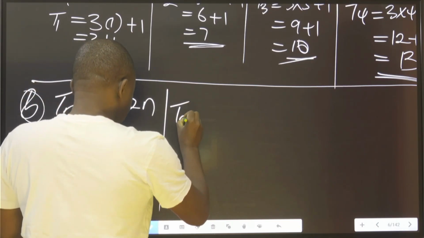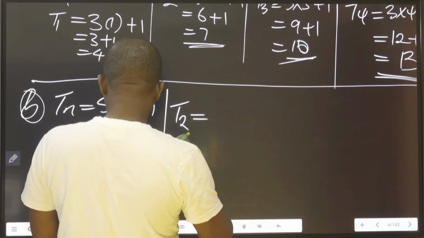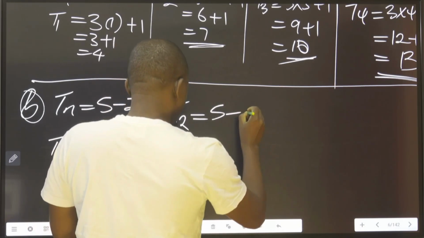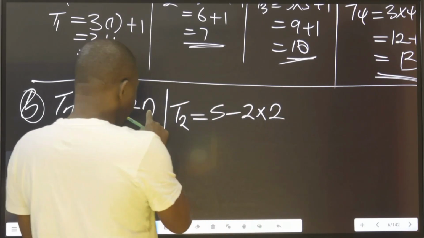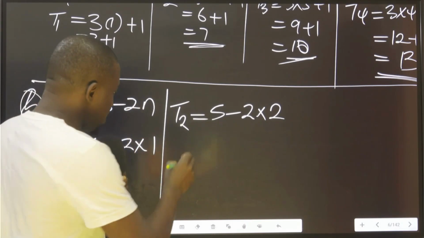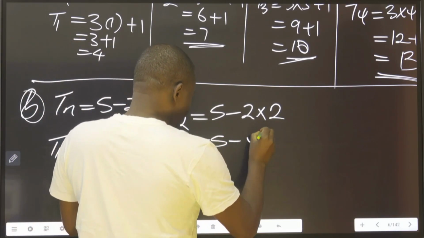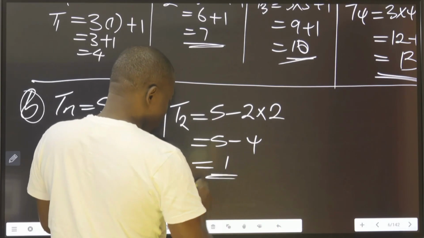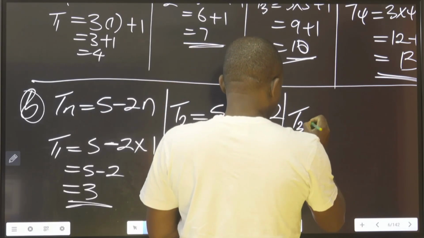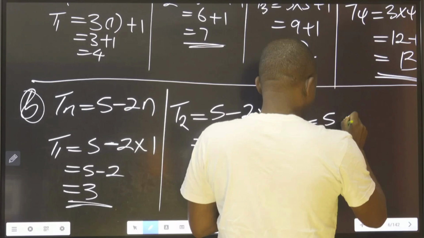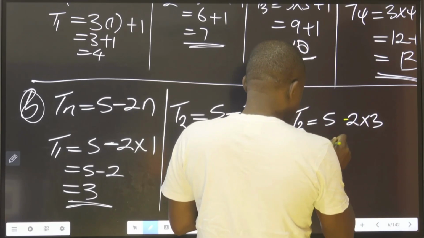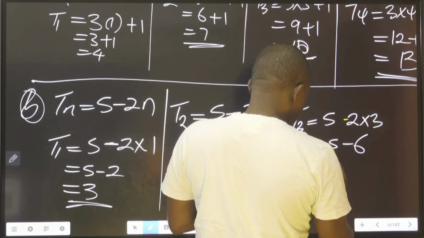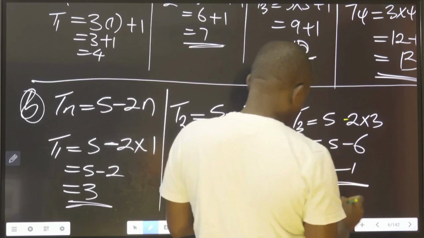For the second one, you agree with me, you're going to have 5 minus 2 multiplied by 2. In place of n, we put 2. That is to say, 5 minus 4 equals to 1. Let's go for the third one. That is 5 minus 2 multiplied by 3. 5 minus 6 equal to minus 1.